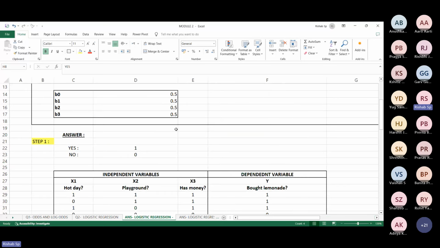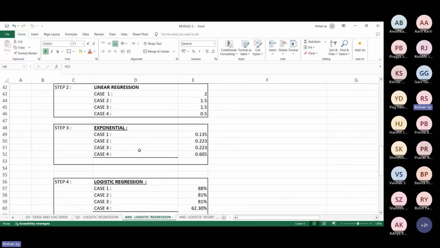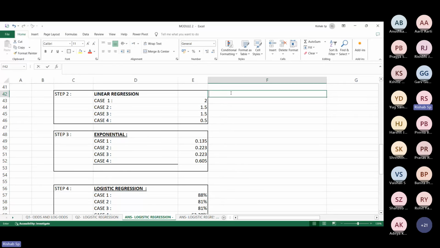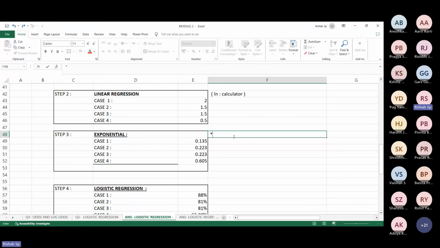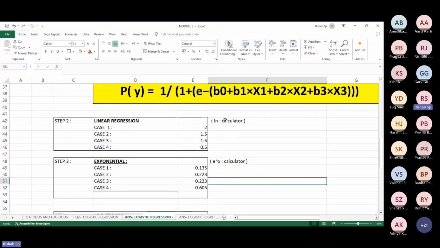Simple. First change into the 1-0 format. After that, linear regression, exponential, logistic regression. Please be aware that you should use the ln function on the calculator. I'll verify this, and this I'm sure, e raised to x in the calculator. That's it. And also one thing, before this, right?